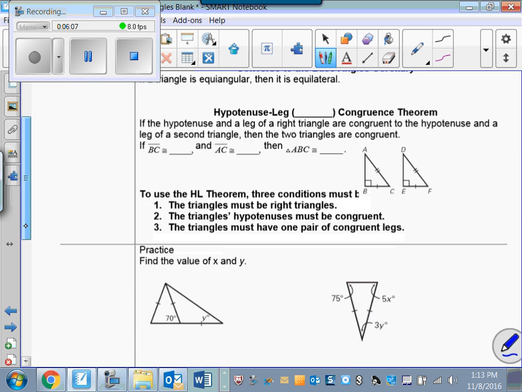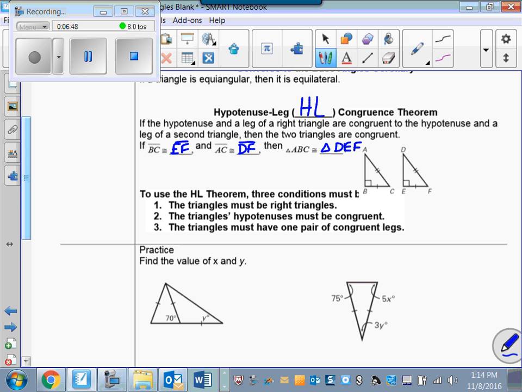Okay, here's a new little theorem for you. It's the hypotenuse-leg congruence theorem. We abbreviate it with HL, so when you use it in a proof, all you got to put down is HL. And it says if the hypotenuse and a leg of a right triangle are congruent to the hypotenuse and a leg of a second triangle, and of course they both have to be right triangles, then the two triangles are congruent. So if BC is congruent to EF, and AC is congruent to DF, then triangle ABC is congruent to triangle DEF.